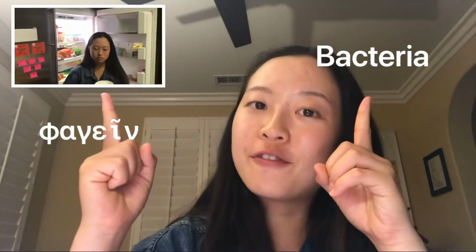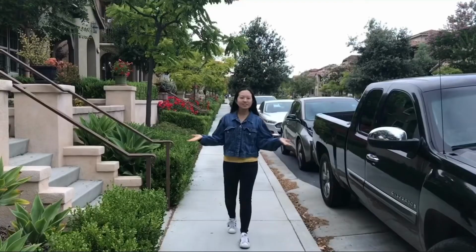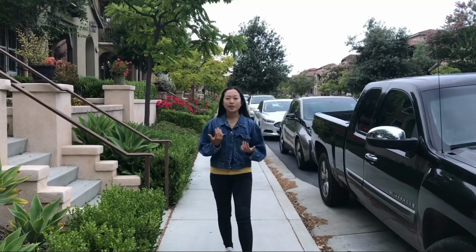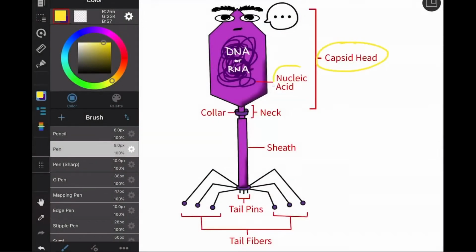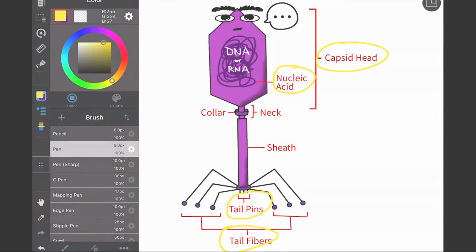Bacteriophage gets its name from bacteria and Greek phagein, which means to devour. Simply put, it means that bacteriophage only kills bacteria. How does it exactly work? It is actually quite simple. A bacteriophage is just like any other virus, except it only infects bacteria. Now let me show the structure of a bacteriophage. The circled parts are the most important components.